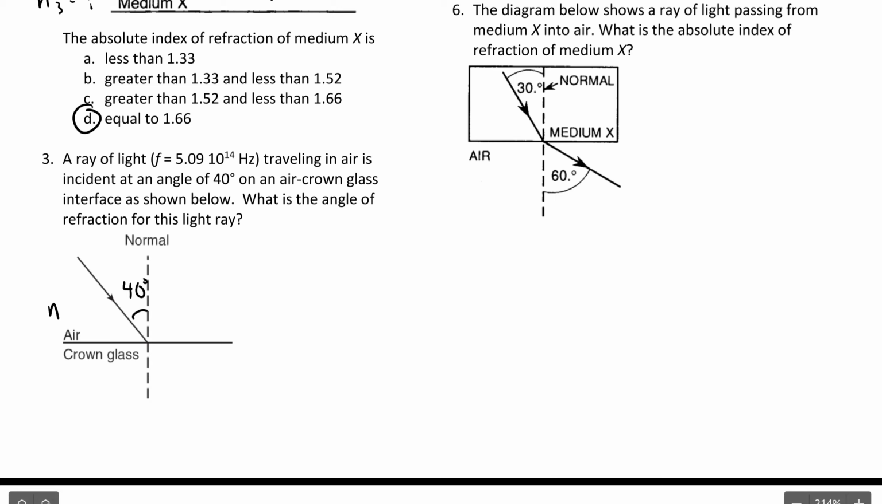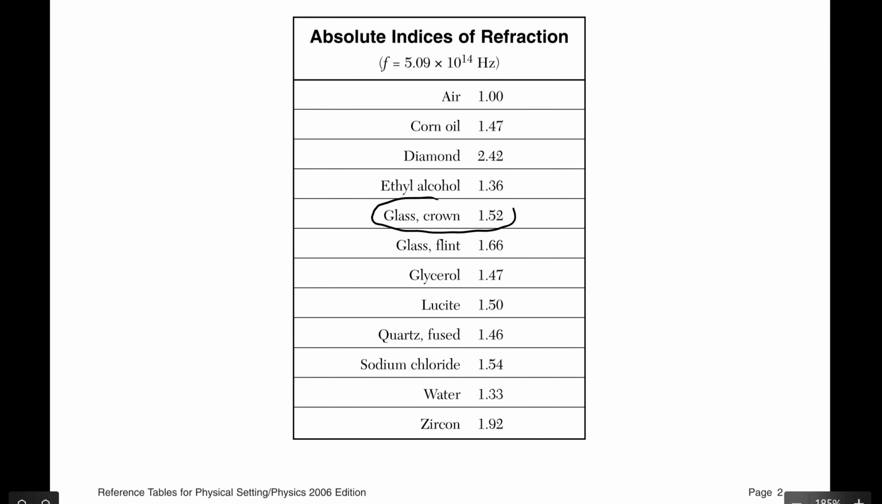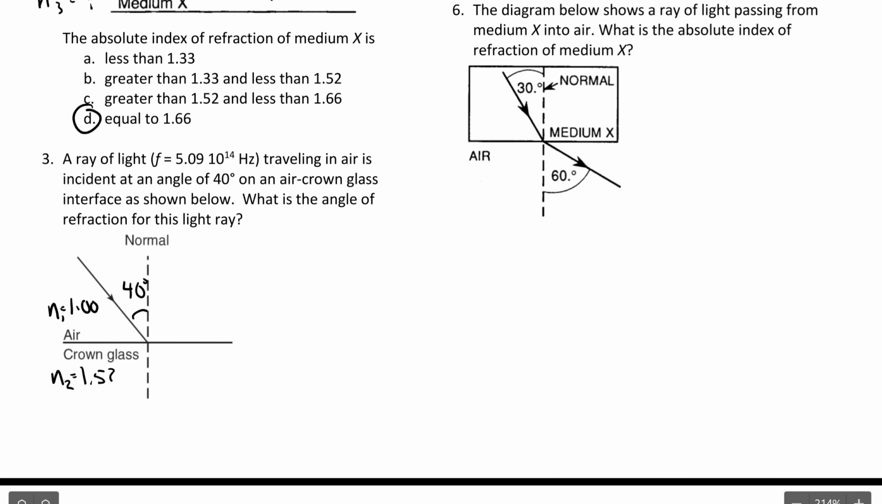The index for air, hopefully by now you have it memorized, it's just 1. That's N1. What's the index for crown glass? All right, here it is, glass, comma, crown. That's 1.52. So we write that in our diagram. At this point, you could even predict that since the index is higher in crown glass, it's going to bend towards the normal. The angle I'm going to solve for, theta 2, or theta r, the refracted angle, is going to be less than 40 degrees. So our prediction is that we're going to solve for an angle, and it's going to be less than 40 degrees.